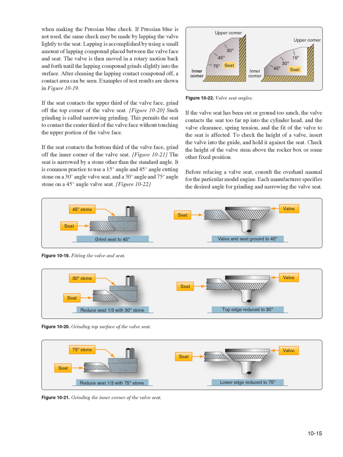Figure 10:22, if the valve seat has been cut or ground too much, the valve contacts the seat too far up into the cylinder head, and the valve clearance, spring tension, and the fit of the valve to the seat is affected. To check the height of a valve, insert the valve into the guide, and hold it against the seat. Check the height of the valve stem above the rocker box or some other fixed position. Before refacing a valve seat, consult the overhaul manual for the particular model engine. Each manufacturer specifies the desired angle for grinding and narrowing a valve seat.